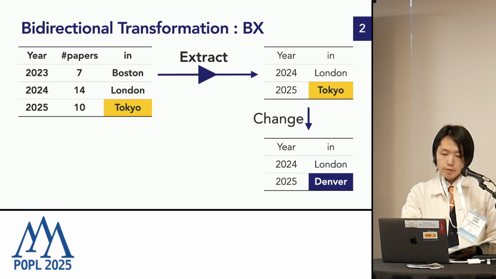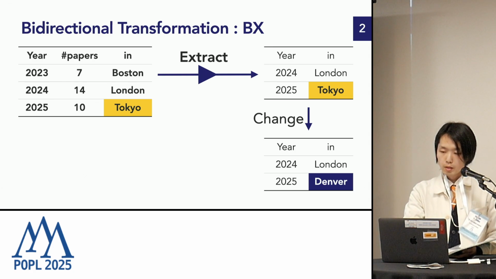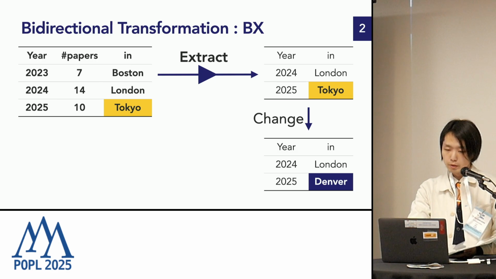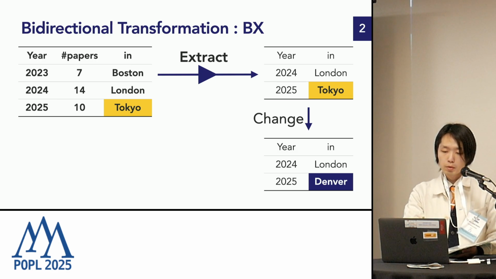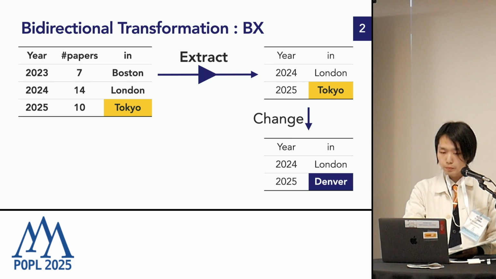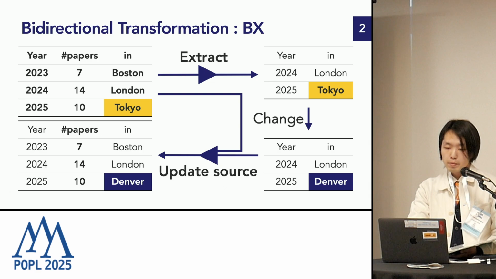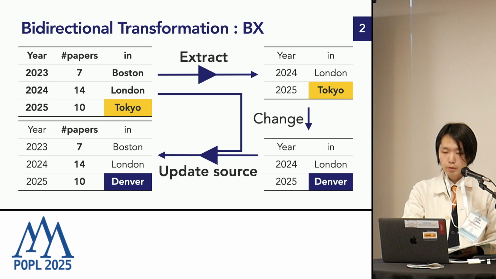I desire to fix the problem in the original table by making modifications only to the extracted table, because the original table may be too big in actual case, or other people may try to update the original table at the same time. And BX had a method to update the original table with differences in the extracted table. This method is called put, and this is one of the motivations of the BX.